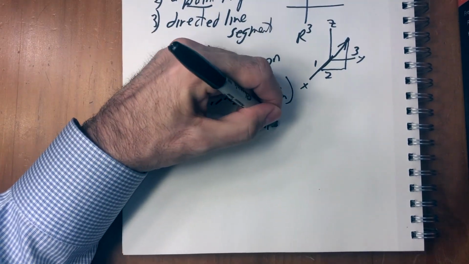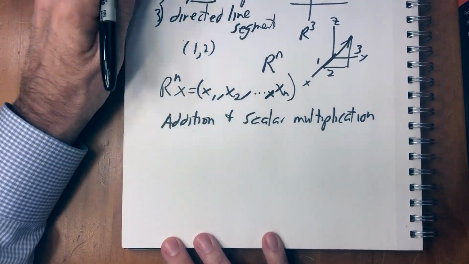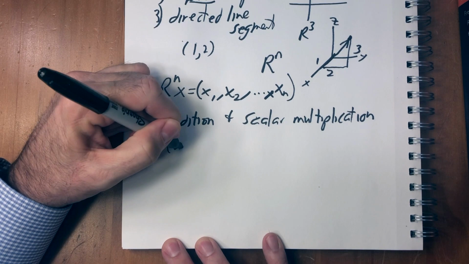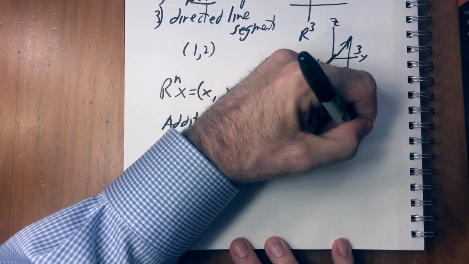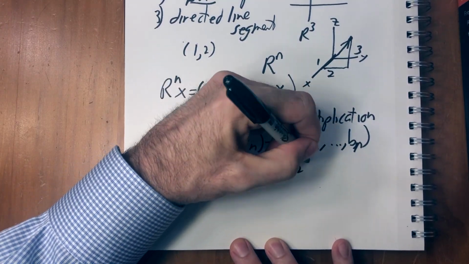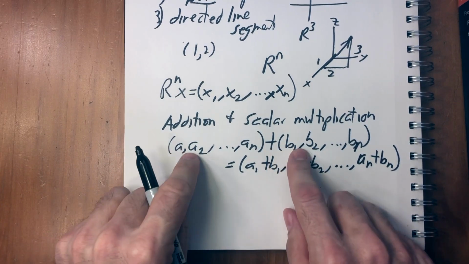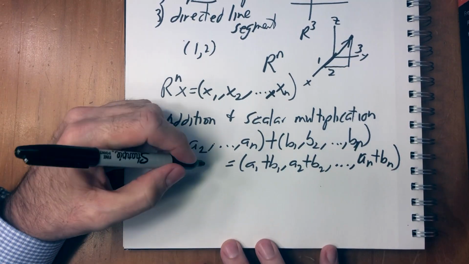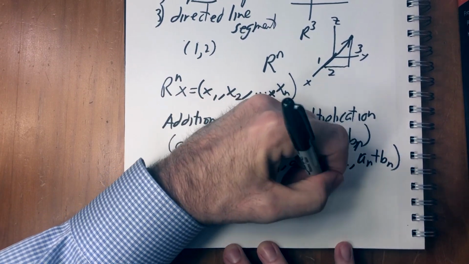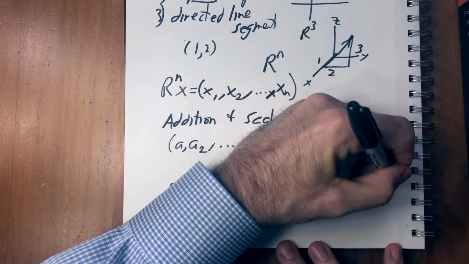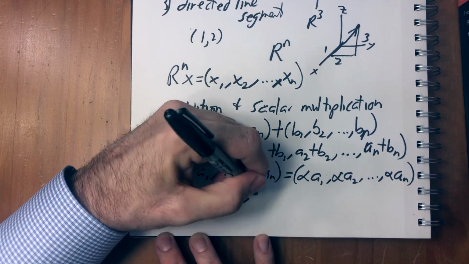So addition and scalar multiplication are defined as you can guess, because they're parallel to 3D. If we have (a1, a2, ..., an) plus (b1, b2, ..., bn), it equals (a1 plus b1, a2 plus b2, ..., an plus bn). Okay, so you just add them one by one. And for scalar multiplication, alpha times (a1, a2, ...) is (alpha a1, alpha a2, and so on). Okay, that's easy.